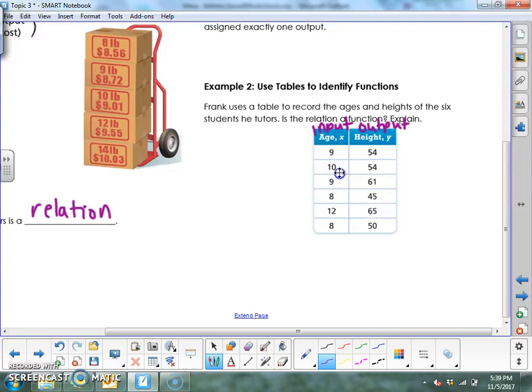If I go ahead and look at these numbers, I notice that this 9-year-old was 54, this 10-year-old was also 54, then I have another 9-year-old that was 61. So if you'll notice, the input of 9 has 2 different outputs, and because of that, this is not a function. Every 9-year-old is not always going to be the same height, so this is not considered a function. A function would be saying that for every age, there's only one height that you can be, which isn't true. So for this one, no, this relation is not a function.